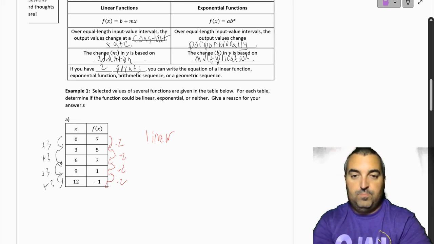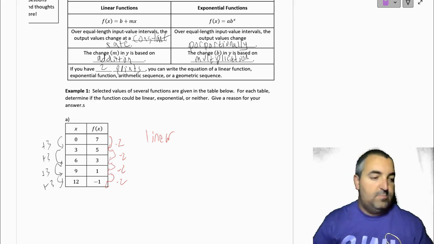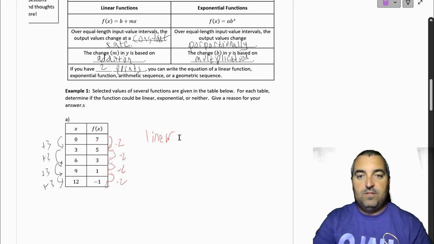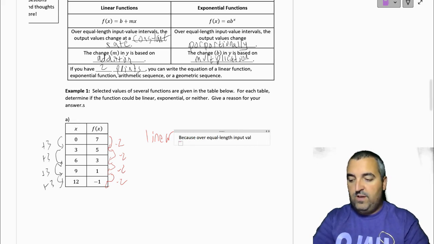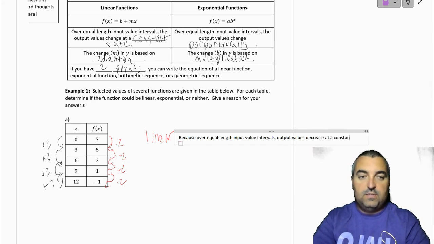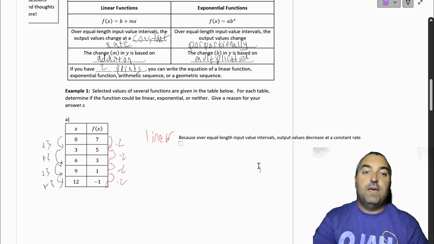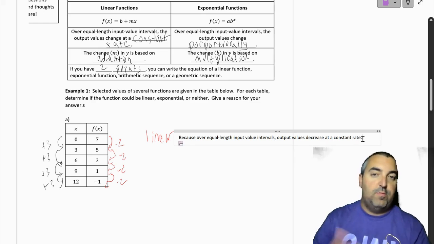And the reason why is, of course my pen stopped writing. I'll just type it, it'll be neater than my handwriting. So it's linear because over equal length input value intervals, output values decrease at a constant rate. And that would be a good enough reason to state why it's linear. Again, because it's a constant rate and not a proportional rate.